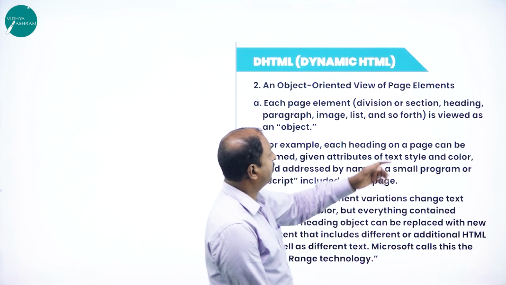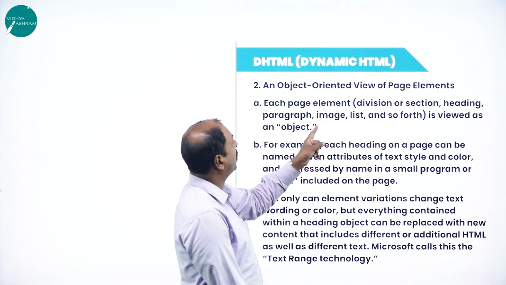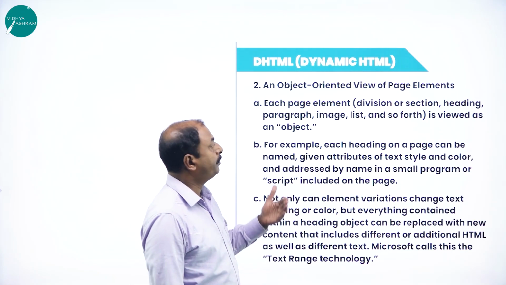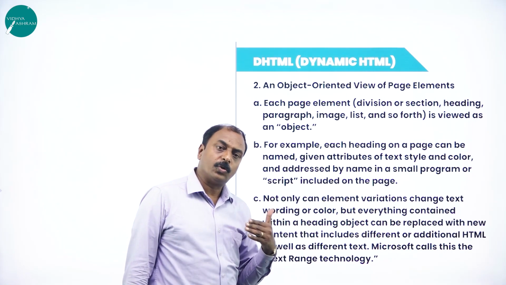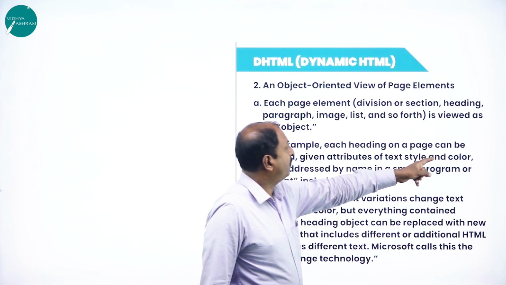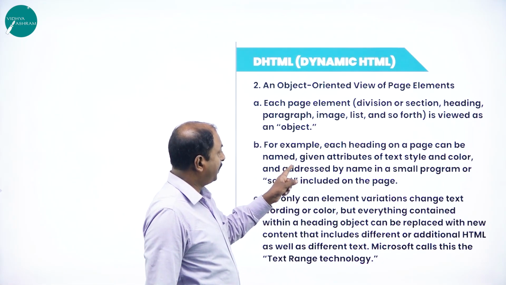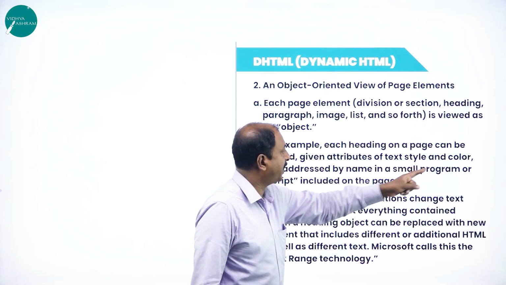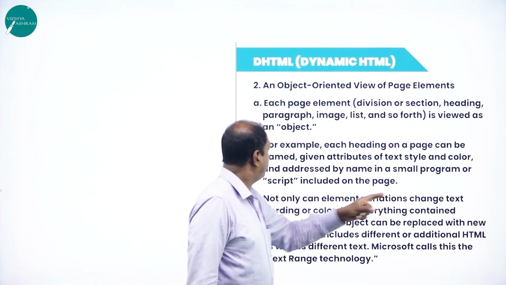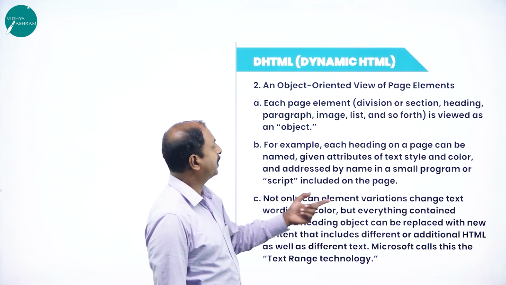For example, here headings, paragraphs, images, everything will be viewed as an object, with independent programs and independent coding for each. Next is another example. Each heading on a web page can be named, given attributes of text style and color, and addressed by a name in a small program or script included on the page.